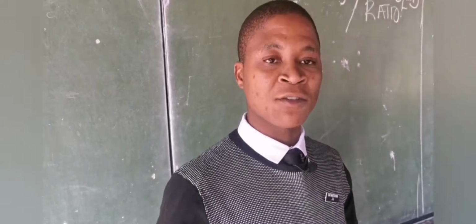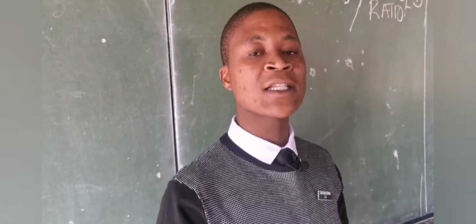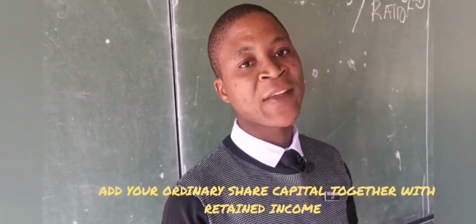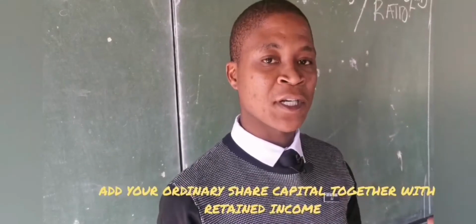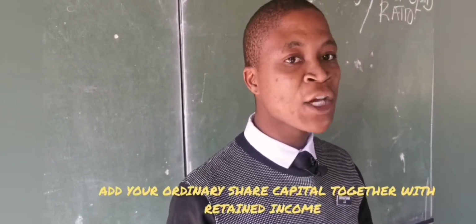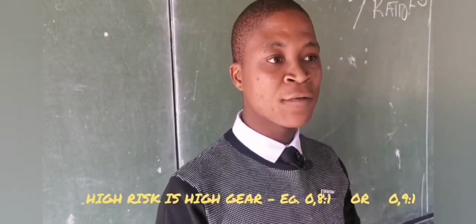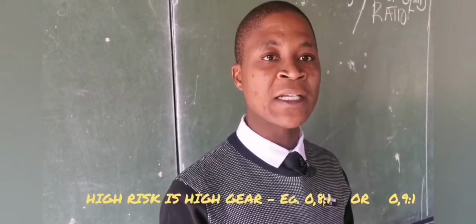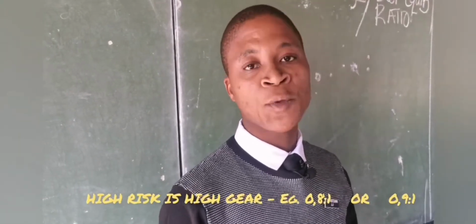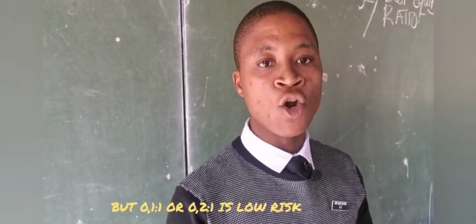For the extent of this calculation, when you calculate your shareholders' equity, you need to add your ordinary share capital together with your retained income. And then you can get your ratio. Your ratio will show if this business is high risk or low risk. Being high risk means that it will be highly geared. If we have a gearing ratio of 0.8 to 1 or 0.9 to 1, that is high risk. But 0.1 to 1 or 0.2 to 1 is definitely low risk.